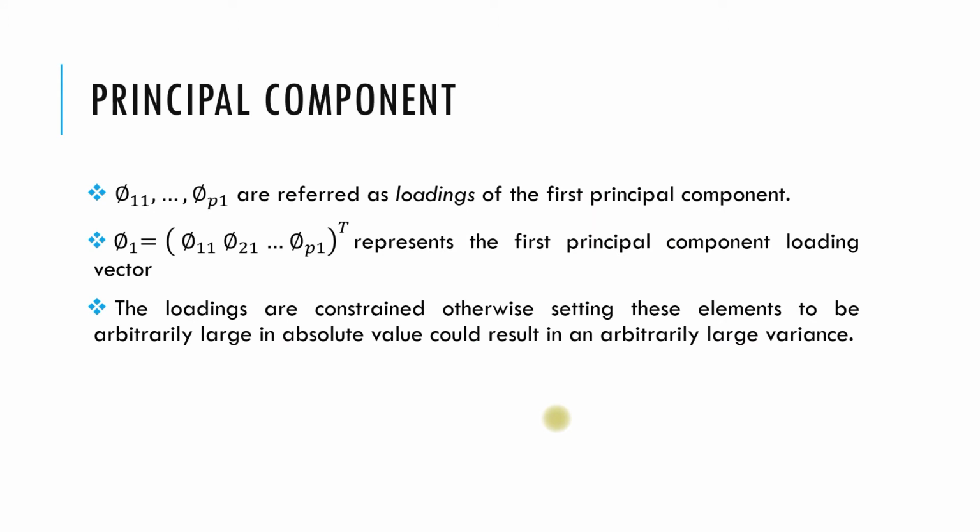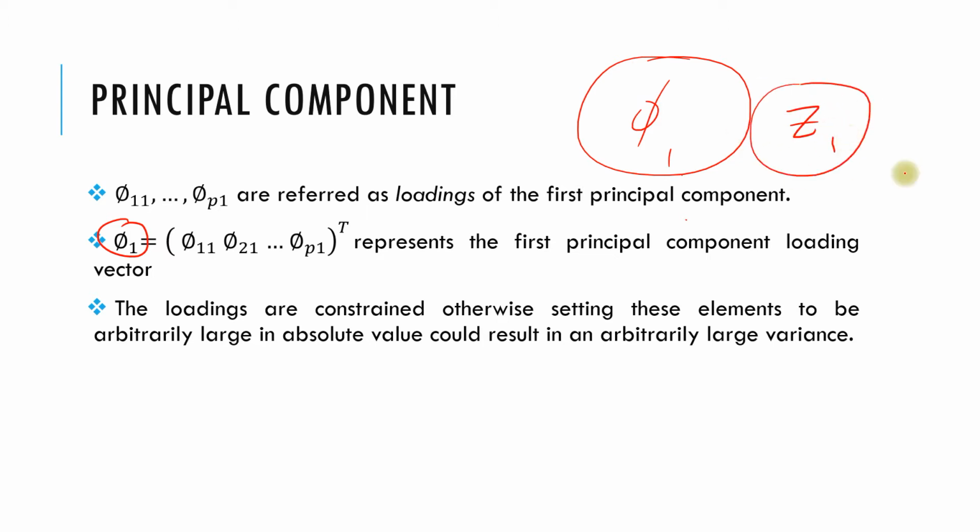As I said to you, phi 1 1, phi 2 1, and so on are referred to as the loadings. In the example that we just discussed, we had phi 1 1 and phi 2 1 because we were referring only to two variables. But in a data set, you will have many possible variables, up to phi p1. So the vector, the transpose of this, can be represented as phi 1. Phi 1 means the factor loadings with regards to the first principal component.